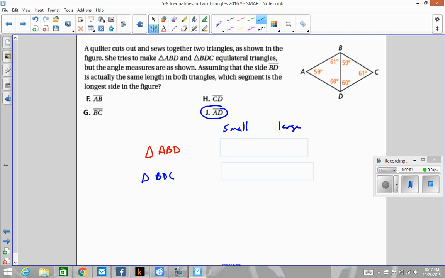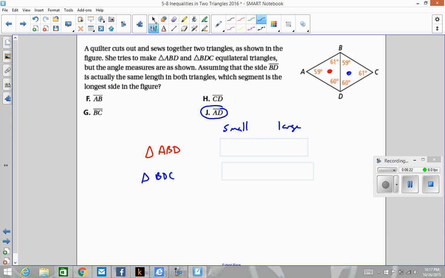So if you're not sure how to do this, here's what you need to do. First thing I want you to do is take triangle ABD, which is this triangle right here in red. All right, this one. And I want you to list the sides from small to large, not the angles, but the sides. And then I want you to do the same thing for the blue triangle. List the sides from smallest to largest.